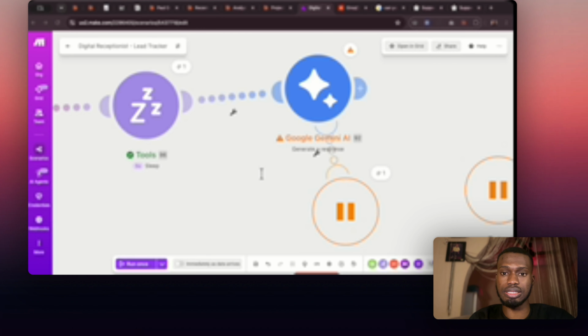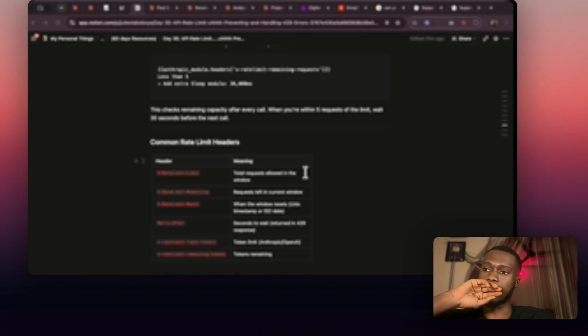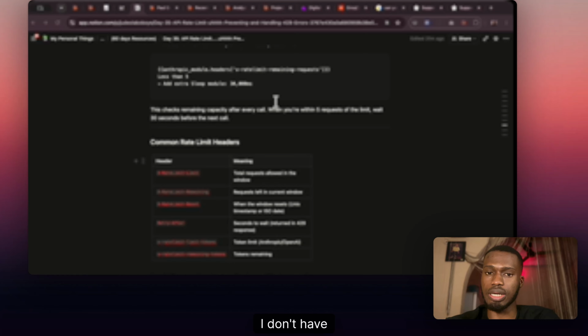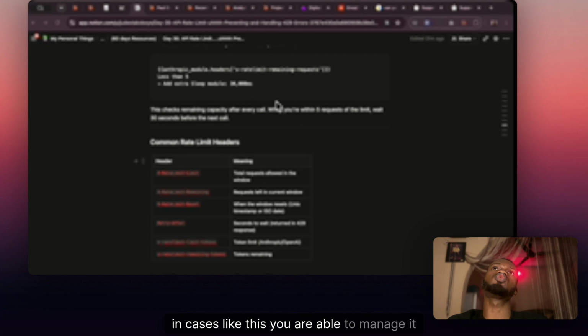So in cases like this, after a successful call, the output bundle is going to show you something like this, like how many requests. What we have here now is an error, right? It's also possible for you to see how many tokens you use and how many tokens are even left. I think this happens in the Anthropic module. That's Claude. I don't have a paid plan on the Claude API, so we could just skip that. But it happens there where you see how many requests you have. So anyway, in cases like this, you are able to manage it effectively.